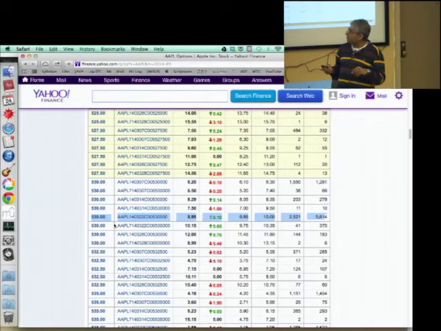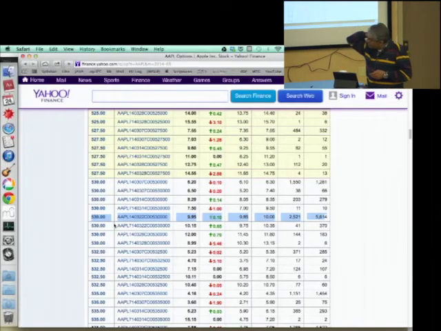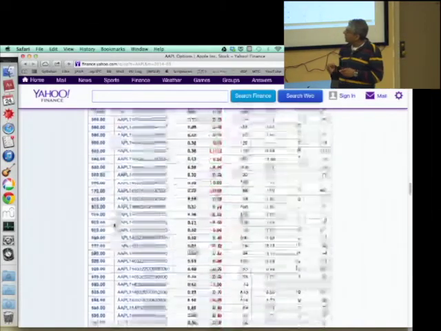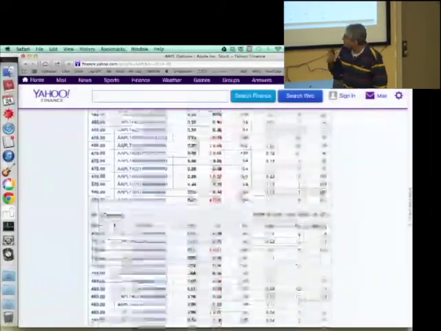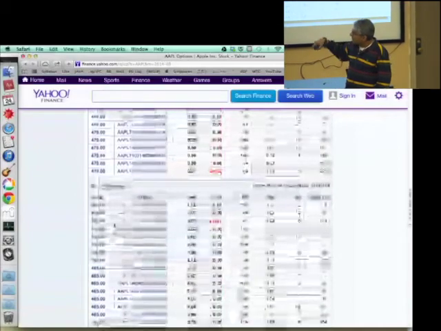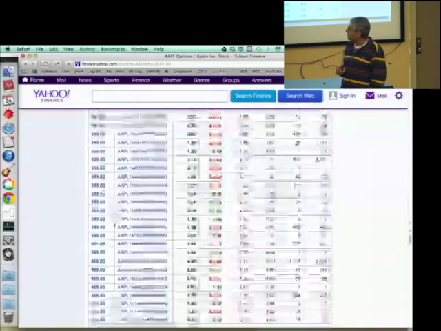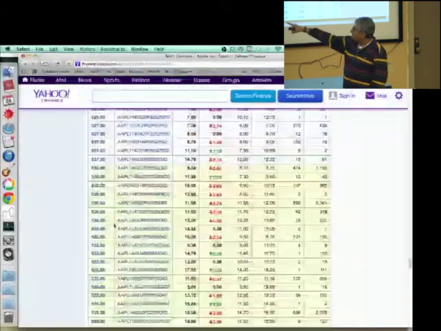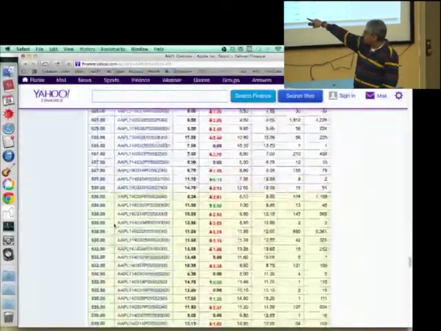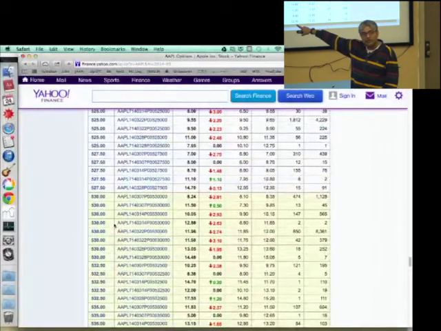Let's look at the put options quickly. Let's go to the put side and look at what's going on there. Okay, so here are the put options on the same expiration date. So let's go down to where the action is, in the 500s. So again, you see the 530 put has 6,661 open interest.